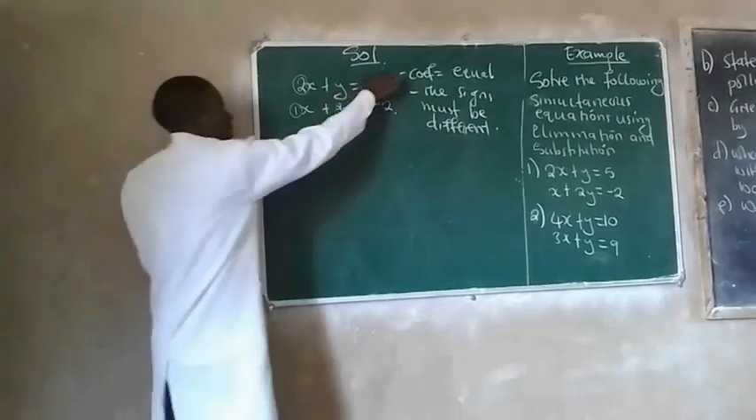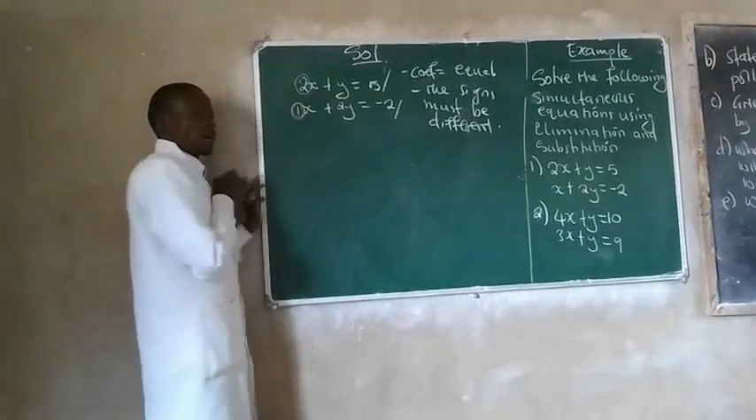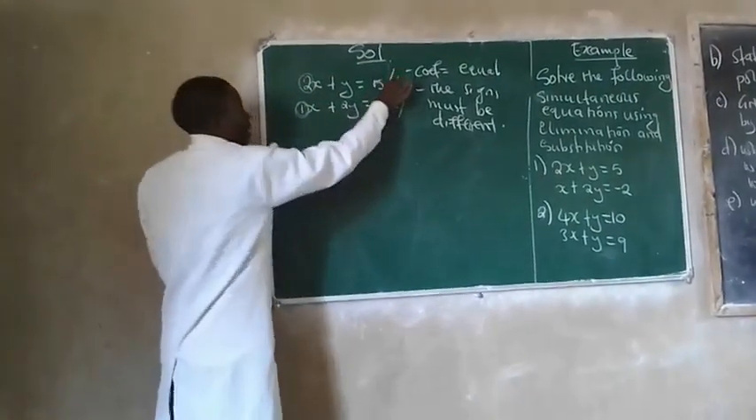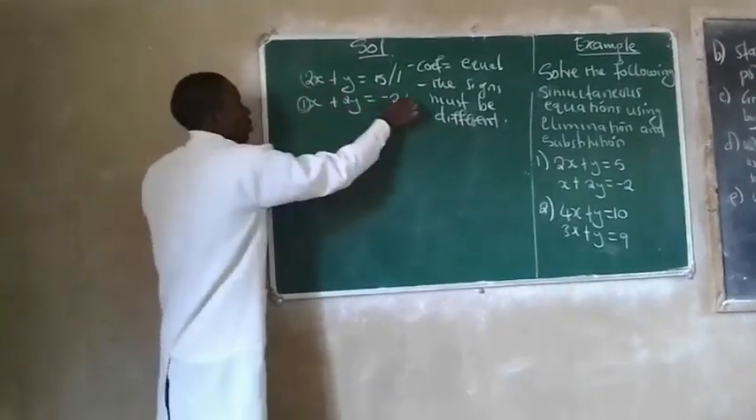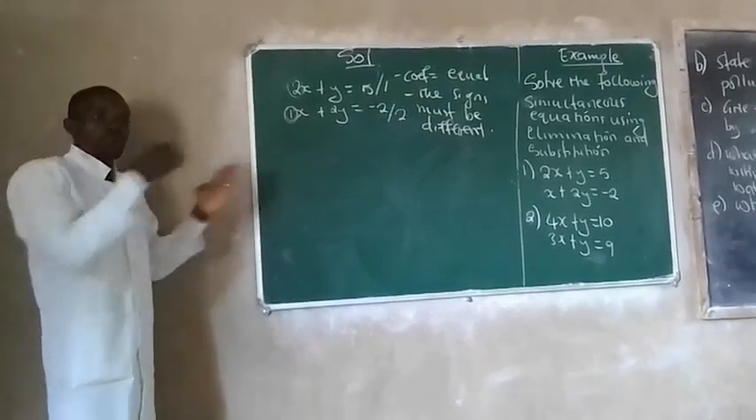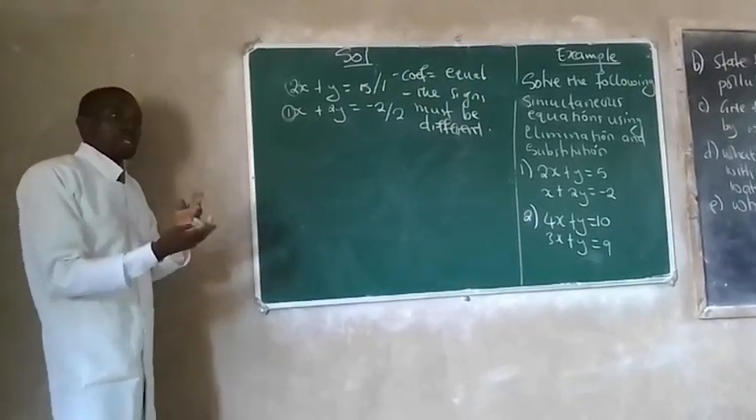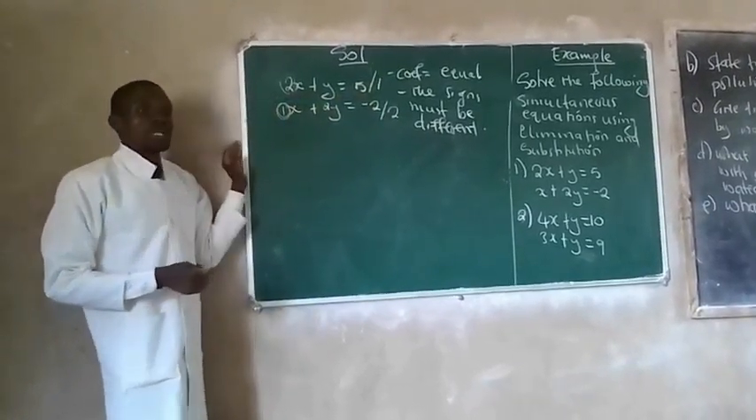So we can use this method. This coefficient, which is a 1, will multiply the first equation. Then this coefficient, which is a 2, will multiply the second equation. You swap them, you interchange. So now let's start multiplying. 1 by 2x, what will be the answer?